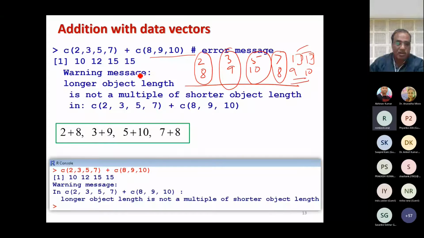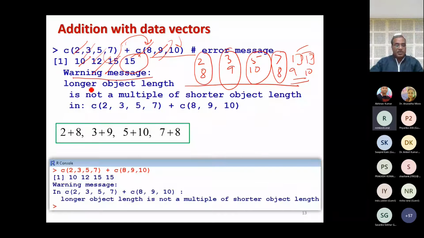So what it will try to do, it will try to add these 3 numbers, like I said, 2 and 8, which is equal to 10. 3 and 9 gives 12, 5 and 10 gives 15. Now with this 7, there is nothing here, so it will come back to the first element and add 7 plus 8, which is equal to 15. And then after that, it will give you a warning message.